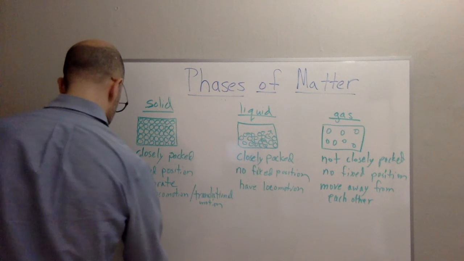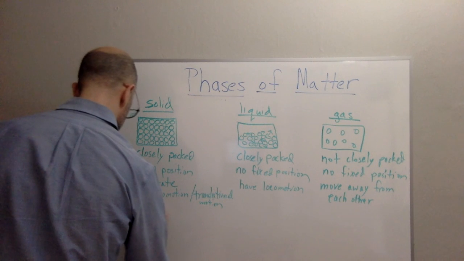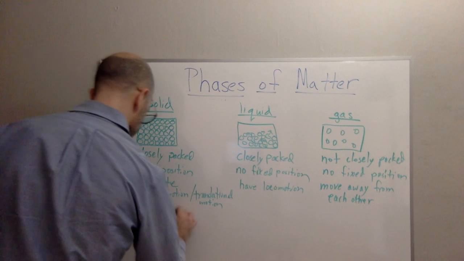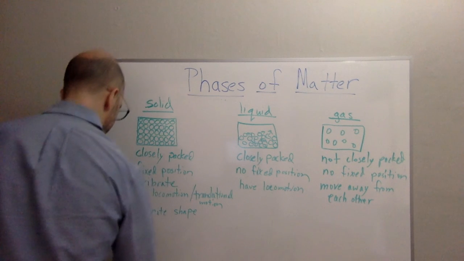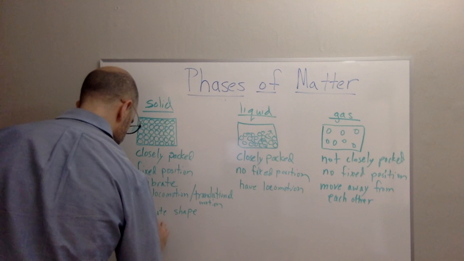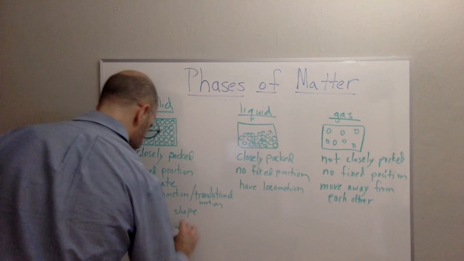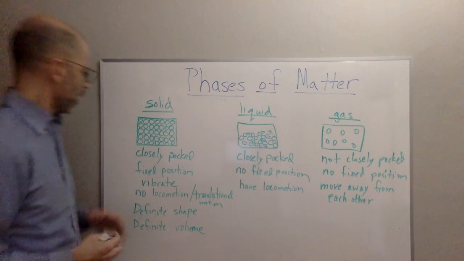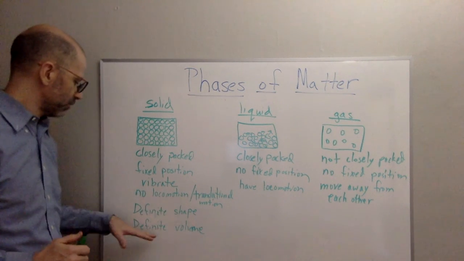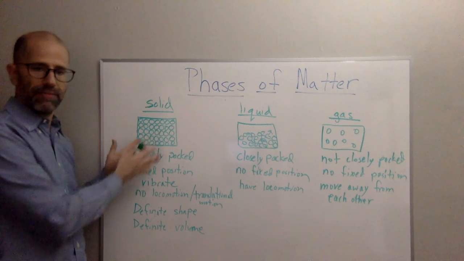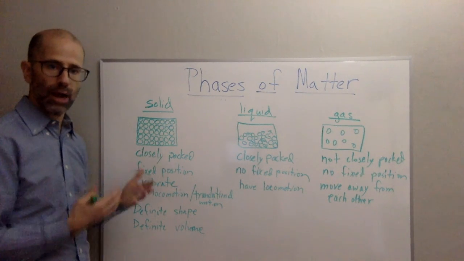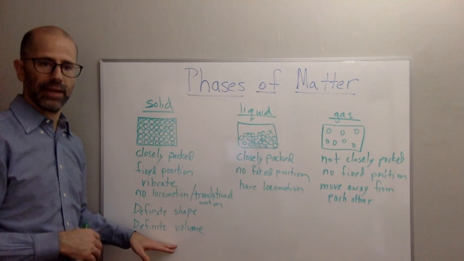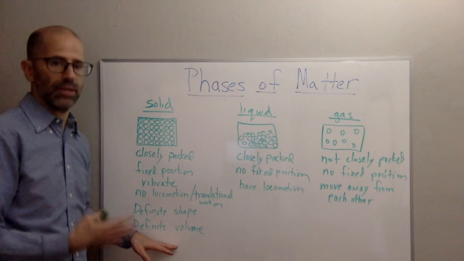So I'm going to write that down here. So they have a definite shape, and they have a definite volume. And the reason that they have a definite shape and definite volume is because they are fixed in place. They don't move around, right? So the definite shape, definite volume just means that their volume and their shape does not change.